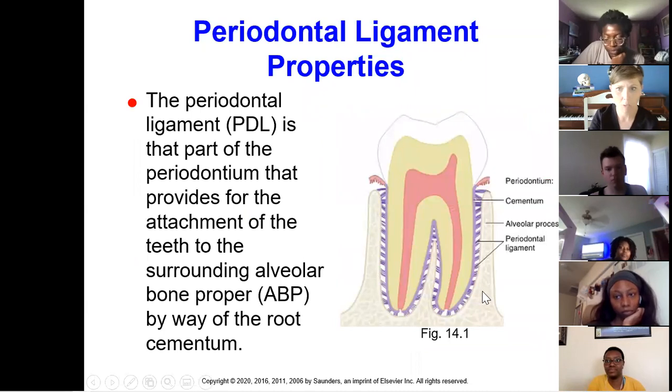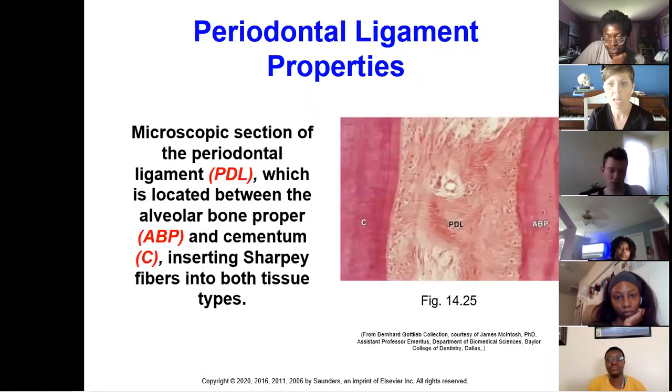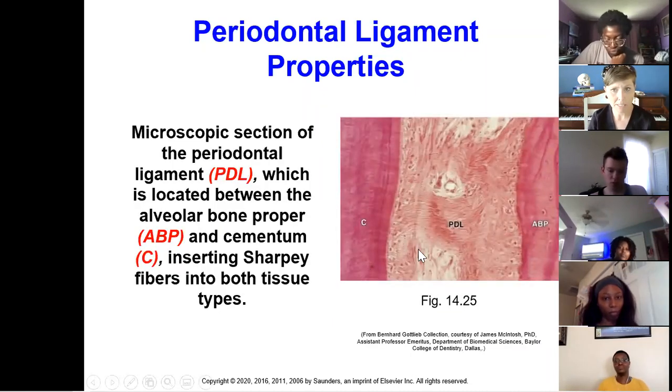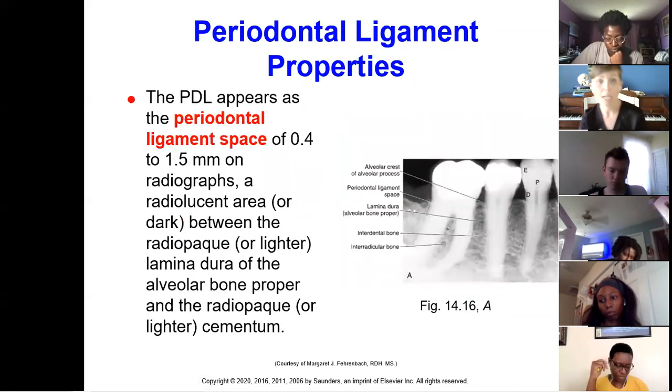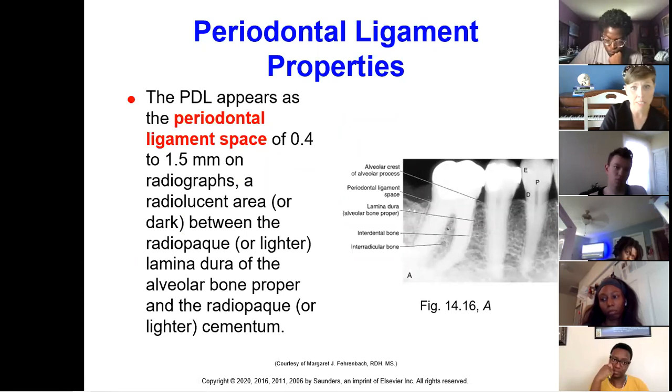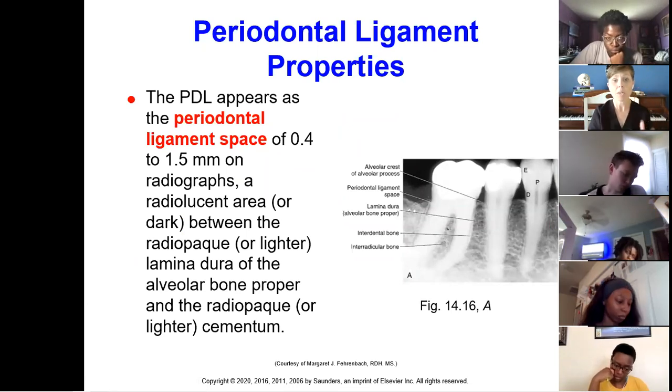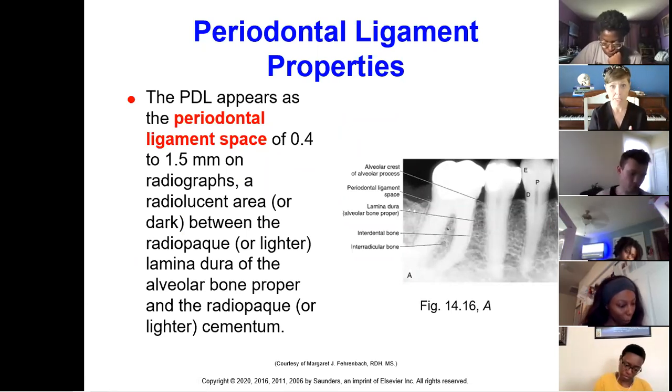You've seen this picture like 4 times already today, but there you go. Here's what I was talking about. Here's your cementum. Here's your periodontal ligament. Here's your bone. So your ligaments are in all different directions. You have your little Sharpey's fibers that insert here and Sharpey's fibers that insert here, and that's where your ligaments go into, right? All right, so the periodontal ligament space is 0.4 to 1.5 millimeters on a radiograph.